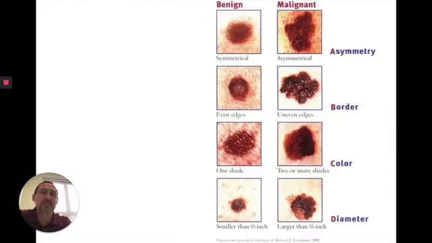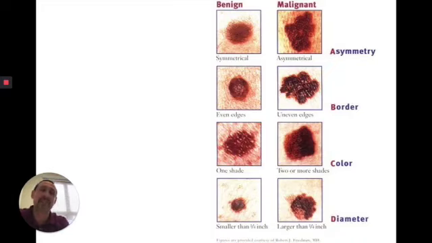Here are some things to look for with moles and to see if they're cancerous. Now, benign just means that they're not going to spread and grow. Malignant means that they will spread and grow. So it's the malignant ones that we're really super concerned about. So these are cancer cells that could cause major problems. One thing to look for is asymmetry. So we're just going to follow the ABCDs.